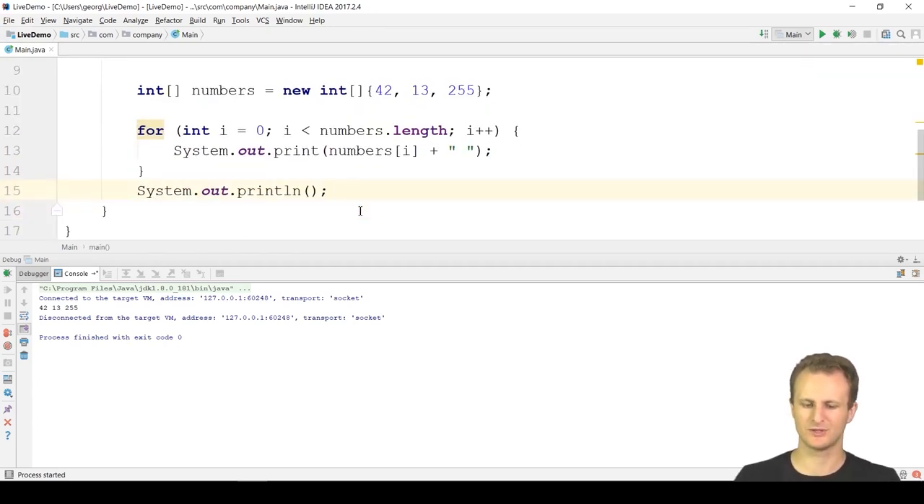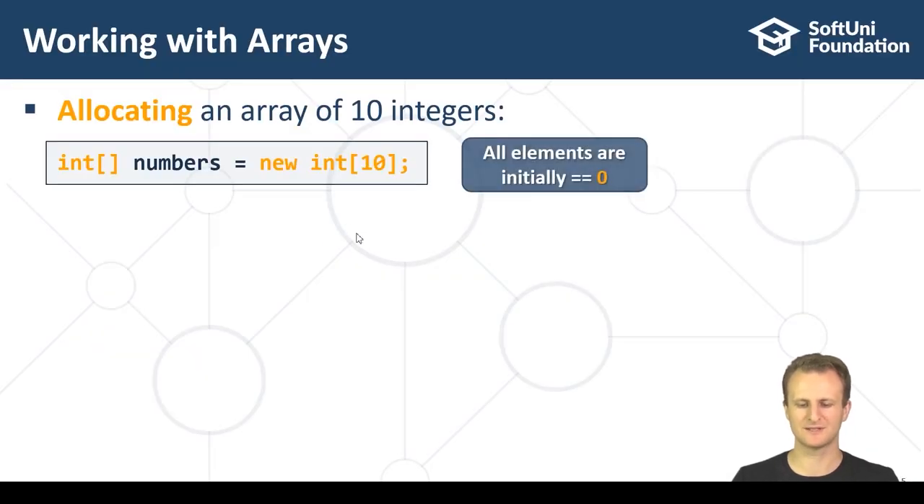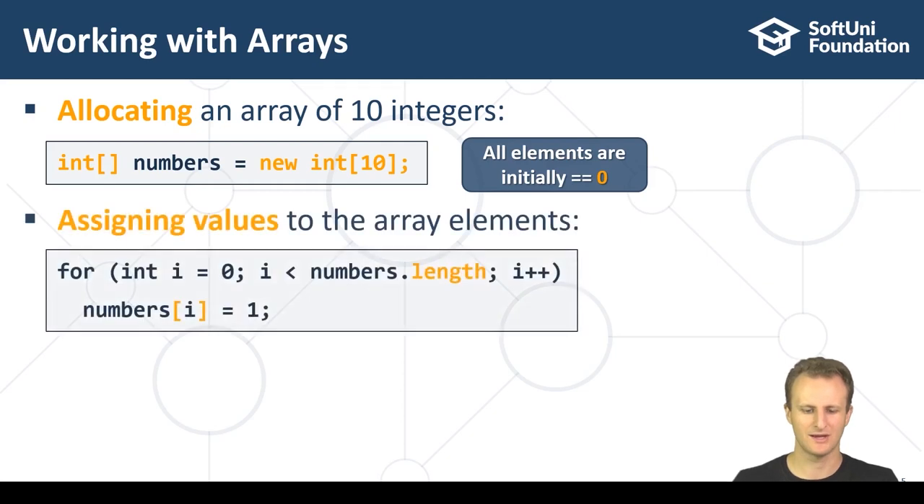What else can we do? Well, let's get back to the lecture. So this is a way of initializing a numbers array. And as I said, all elements in that array are going to contain the value 0 initially, if that's an array of integers.